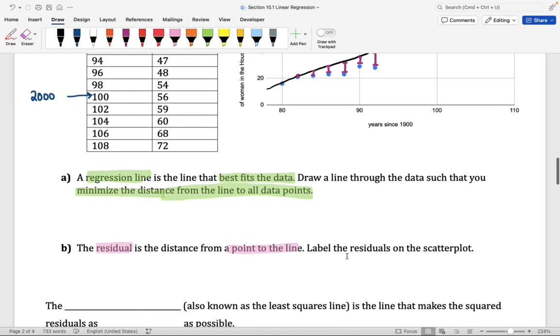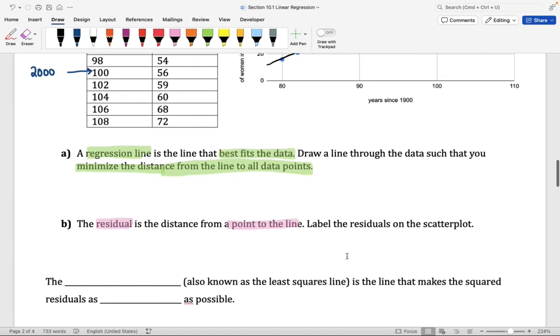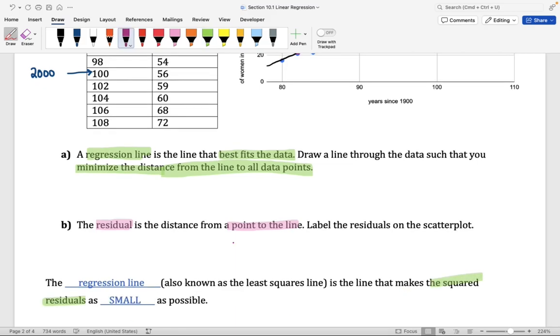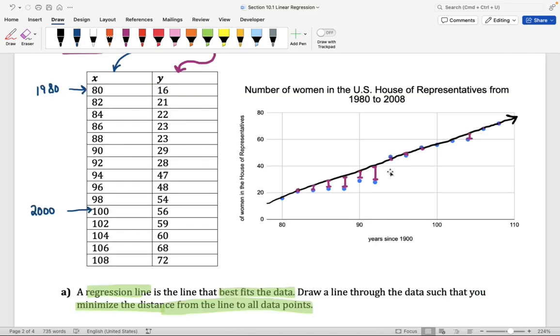We're going to use technology to find the line. This line is called the regression line. This line is going to be the line that makes the square residuals as small as possible. And I should add more details here. I should say the line that makes the sum of the square residuals as small as possible. Your calculator, Google Sheets, and Excel is going to find the line such that the sum of all those square residuals is as small as possible. You can also think of trying to minimize the distance from the line to all the data points. That is what we're saying here.